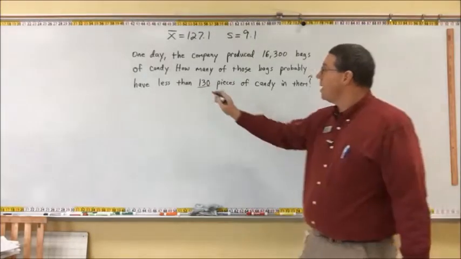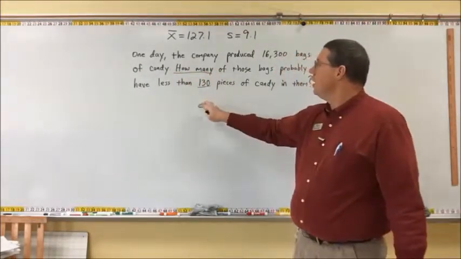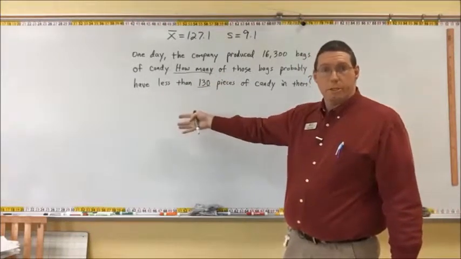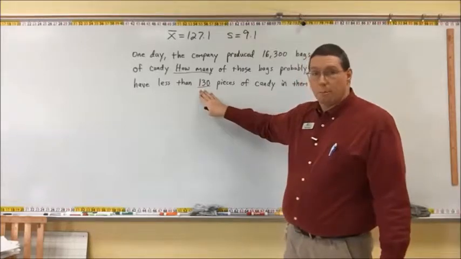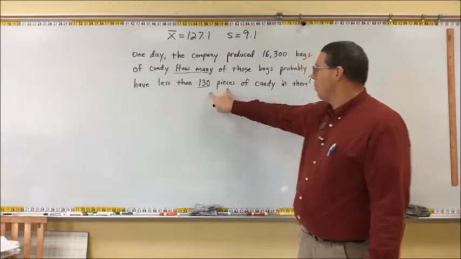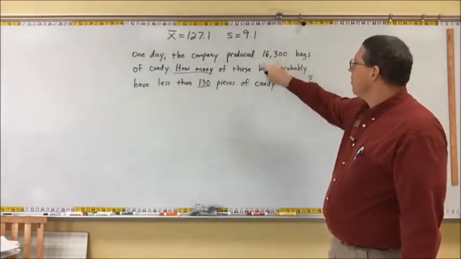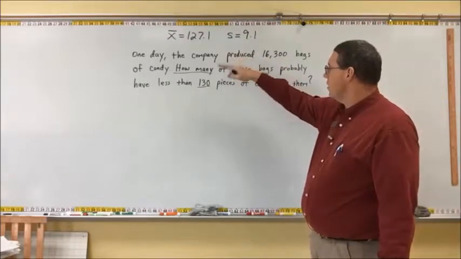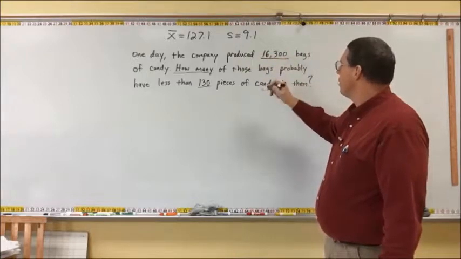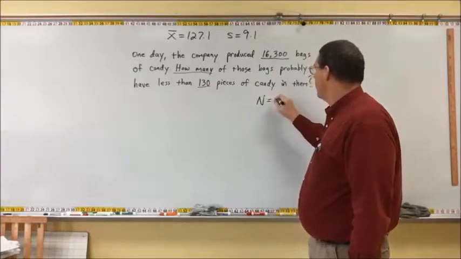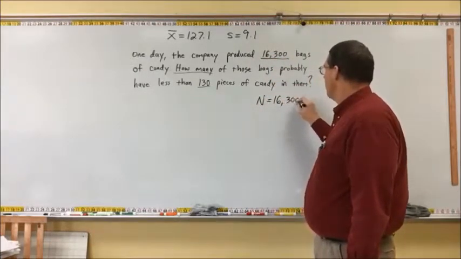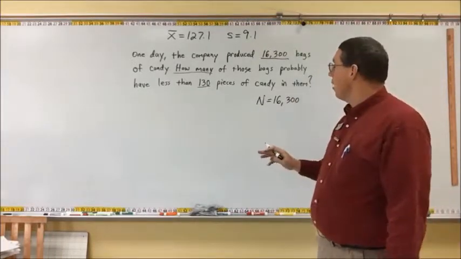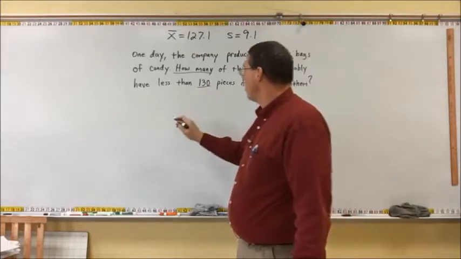Now, with how many questions, remember, all we do is we find the proportion first, like we just did. You just find the p-value, the proportion, and then multiply the proportion times the population. And so in this case, the population produced in that day was 16,300. So we would say that capital N is 16,300 bags, okay? So let's go ahead and find a z-score associated with 130.